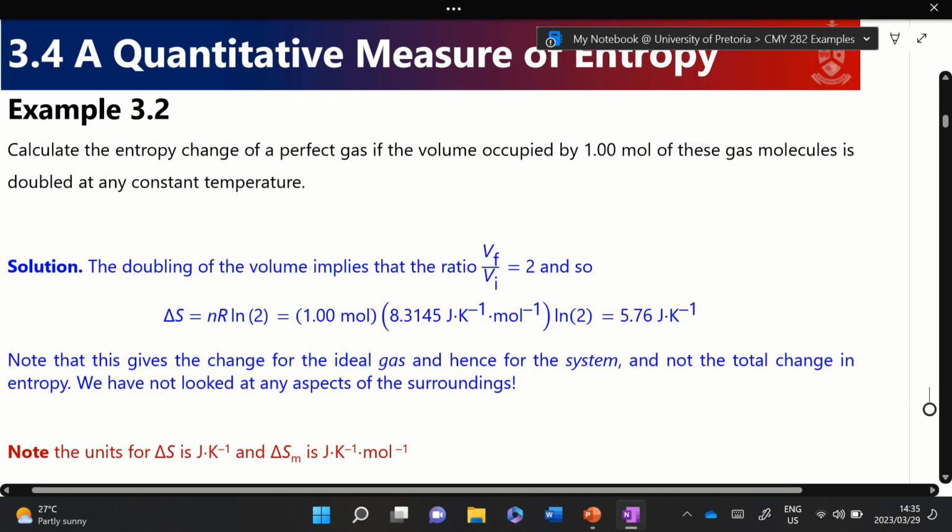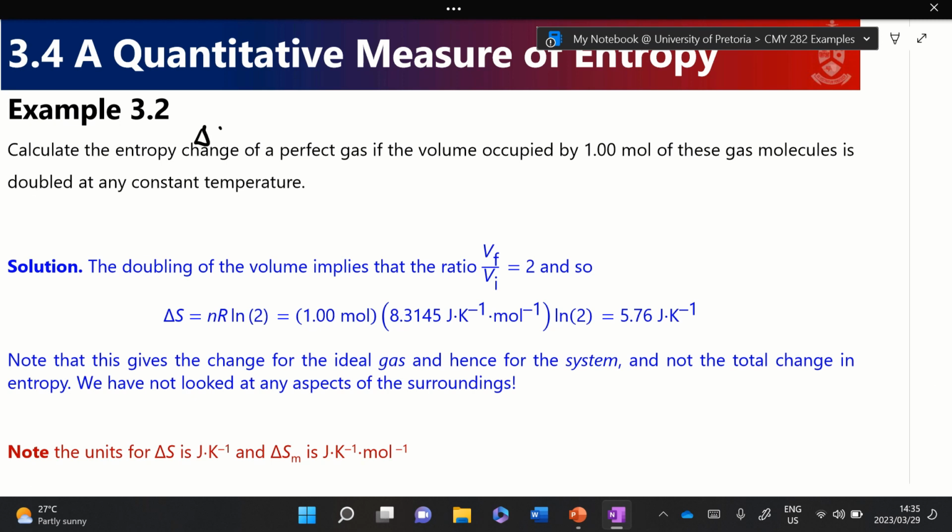Right, so looking at example 3.2, we're asked to calculate the entropy change. So in other words, we're looking at calculating delta S for a perfect gas. If the volume occupied by 1 mole of these gas molecules is doubled at any constant temperature. So in other words, we're also given that the change in temperature is 0.